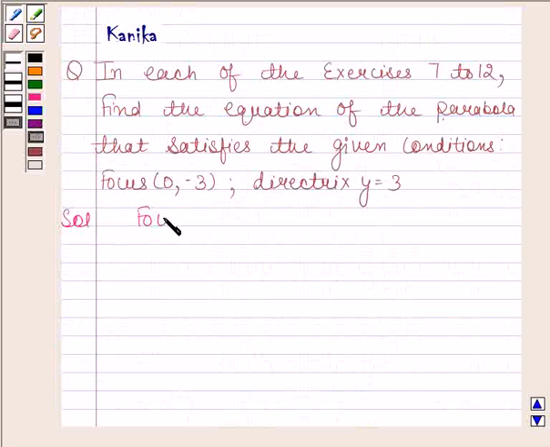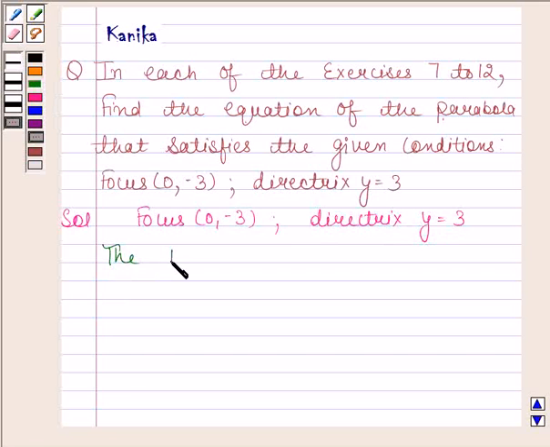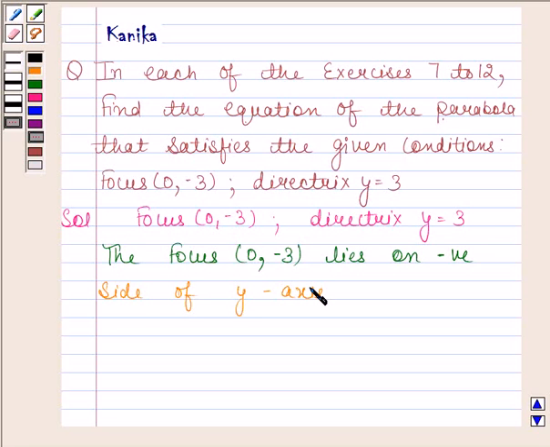We are given that coordinates of the focus are (0, -3) and directrix is y equals 3. The focus (0, -3) lies on the negative side of the y-axis. Now this implies that the y-axis is the axis of the parabola.